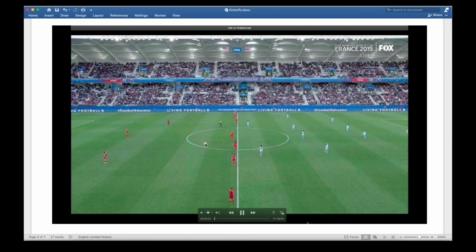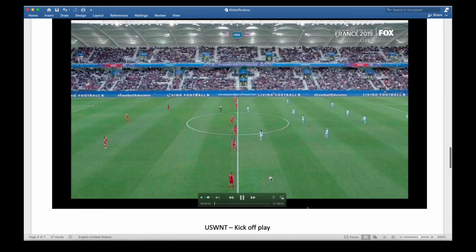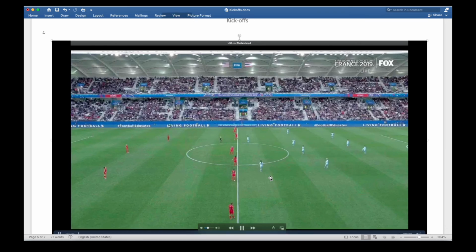So the strategy here is to kick the ball down the field as fast as you can and blitz, basically, the other team and try and get a goal-scoring opportunity. So let's play this one through. You can see how it works, right?